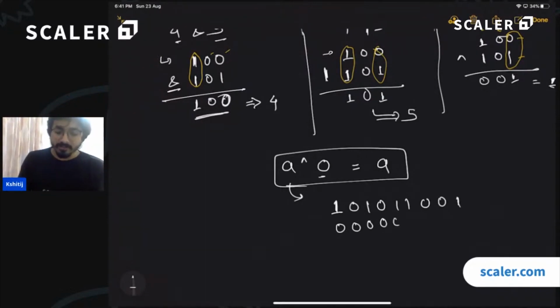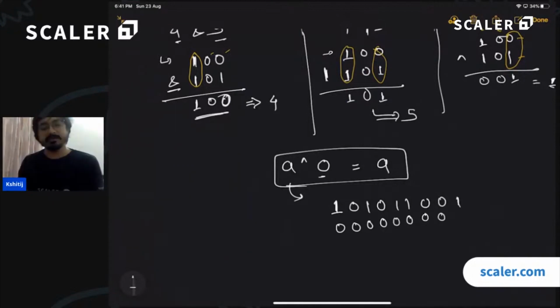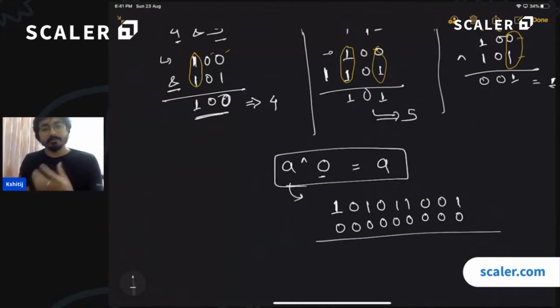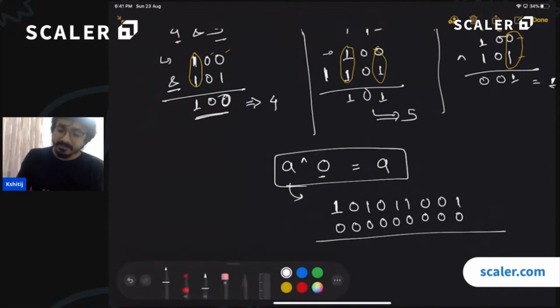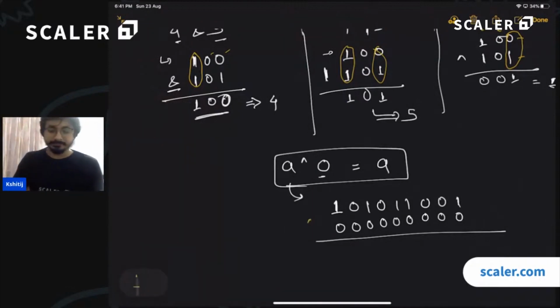So for all of them, you will definitely get a 1, right? So for all the bit positions where a is having a set bit, the answer also has a set bit. And for all the bit positions where a has a 0, 0 also has a 0. So both of them are same, so the answer will also be 0. So this is exactly same as a. So a XOR 0 is going to be equal to a.